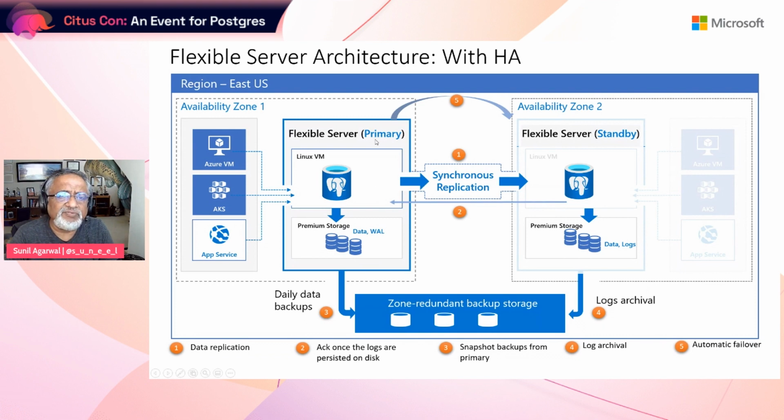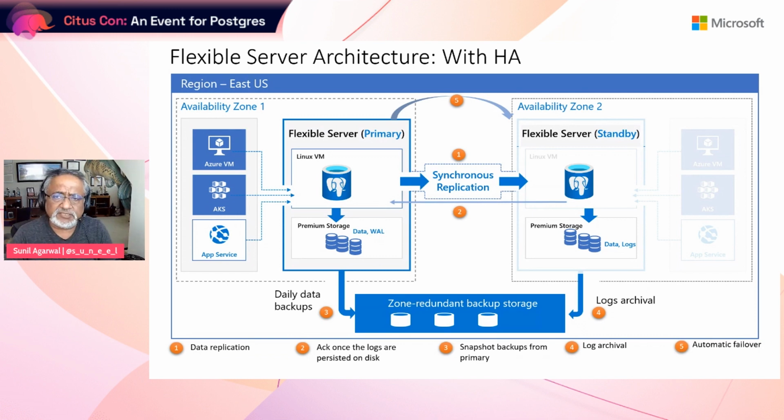Only then we will acknowledge to the application that the transaction has committed, right? So in that case, there is no data loss. So if for some reason availability zone 1 goes down, or this primary server becomes unavailable, we will transparently fail over to the standby, which will now become your new primary, and your workload will run as if nothing changed because there will be no data loss.